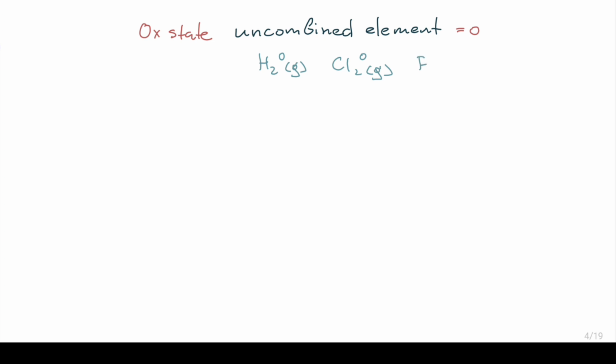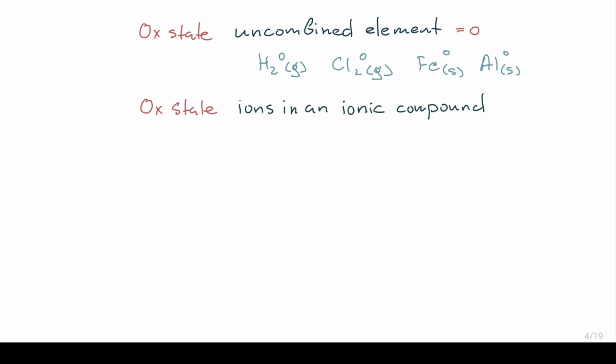Let's come back to the oxidation state. The oxidation state of uncombined elements will always be equal to 0. Examples are any gases, so hydrogen gas, chlorine gas, any metals such as iron, aluminum, etc. The oxidation state of ions in an ionic compound will always be equal to the charge.